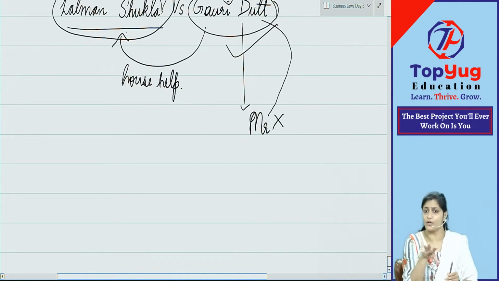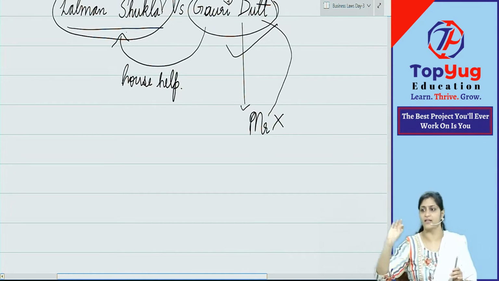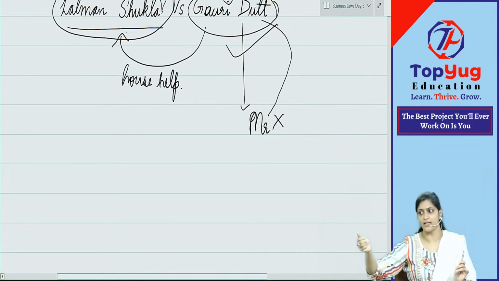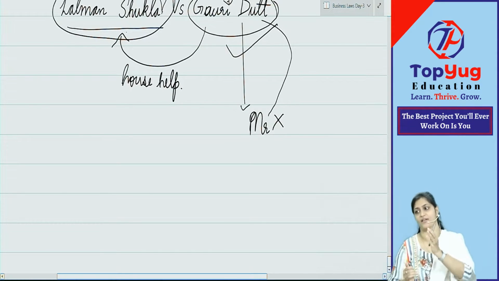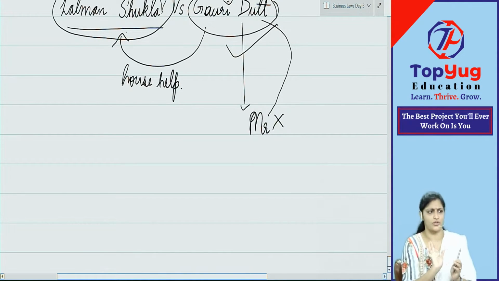In the exam, when you write the answer, you know how you have to write. As per the decision given in the case law name, you should write Lalman Shukla versus Gauri Dutt. The court decided that there should be communication of offer. Then you should write the given case. Only the decision you should write, nothing else. So if you don't remember the facts, it is enough. But you should remember the decisions properly.